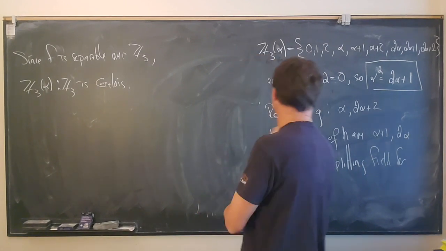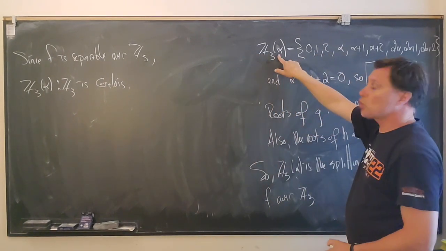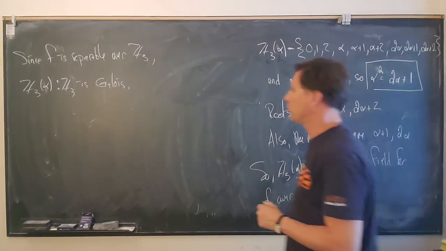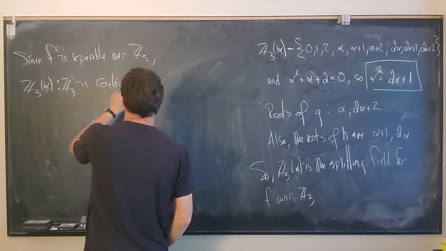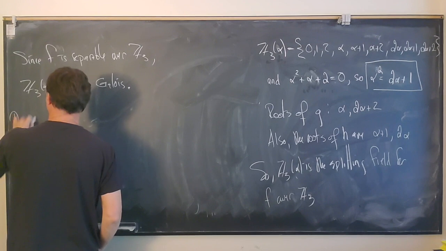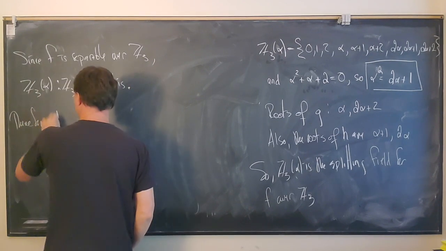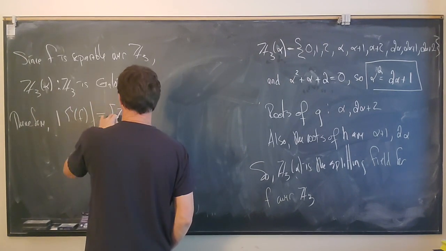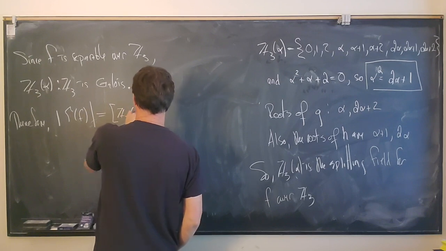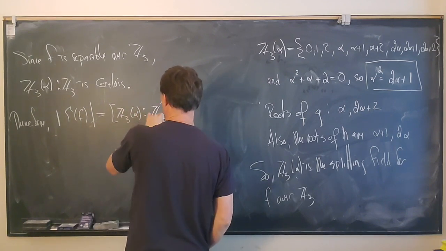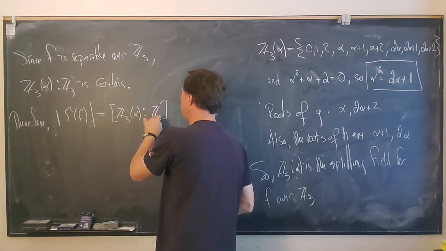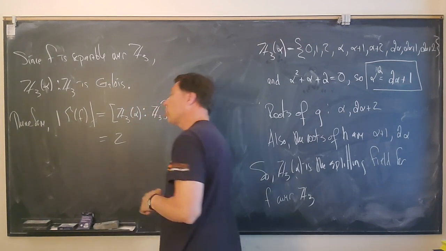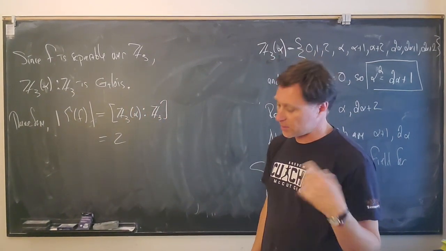Now, what is the degree of the extension? Well, we adjoined the root of a degree 2 polynomial, which means the degree of the extension is 2. So therefore, the order of the Galois group is equal to the degree of the extension. The minimal polynomial for alpha over Z3 has degree 2, and so this is equal to 2. So the Galois group is a group of order 2, which means it's isomorphic to Z2.